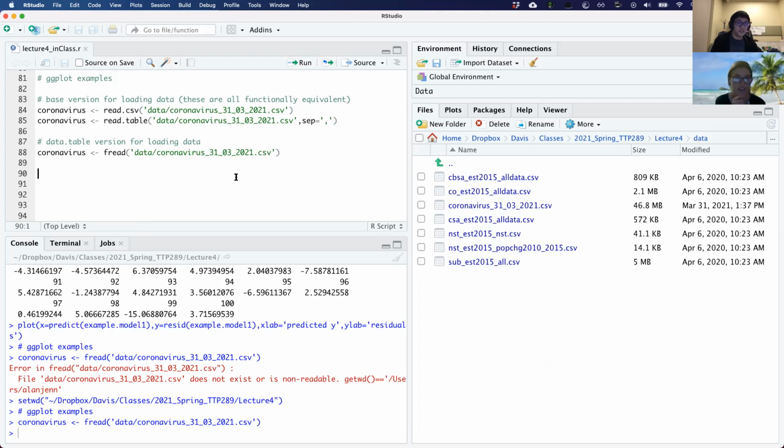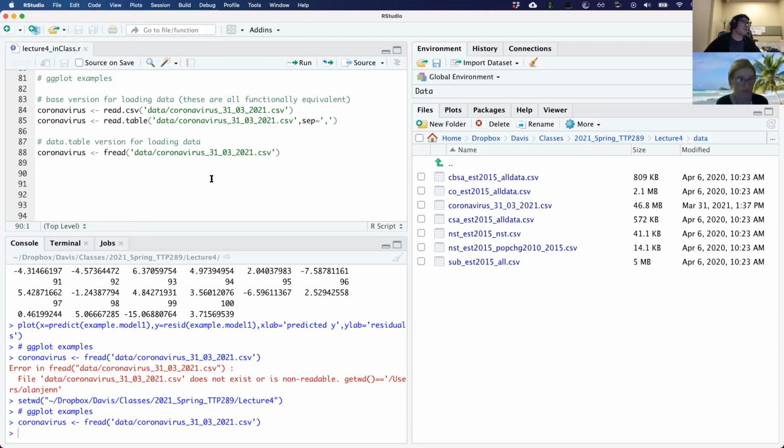So is there any disadvantage to just using this one as the default? Like your personal default? Nope. Okay, good to know. The only disadvantage is that you have to load in the data table library to do that. But other than that, there is not really any disadvantage.